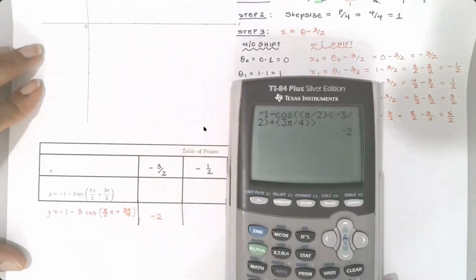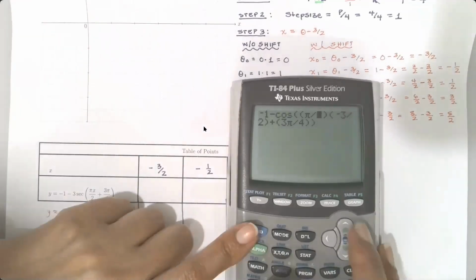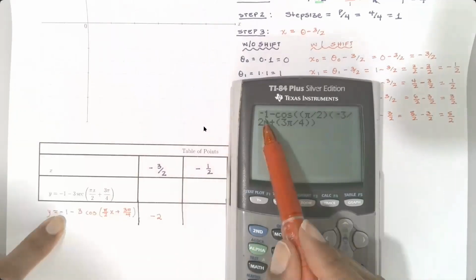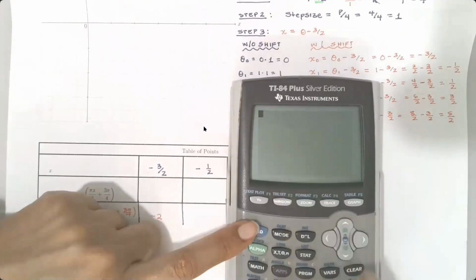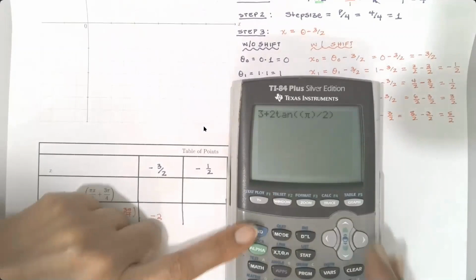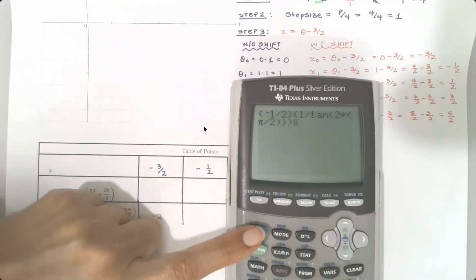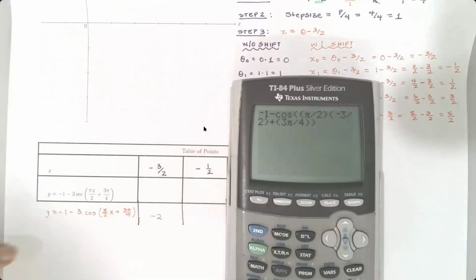The next x value is negative 1/2. So what I'll do here is change the rest of, oh, actually I have to be careful, because there should have been a 3 here. I'm missing that 3. I'm going to have to go back and insert the 3 there and recalculate.